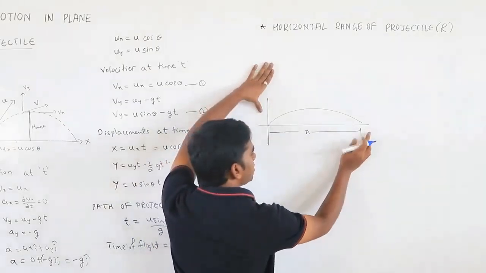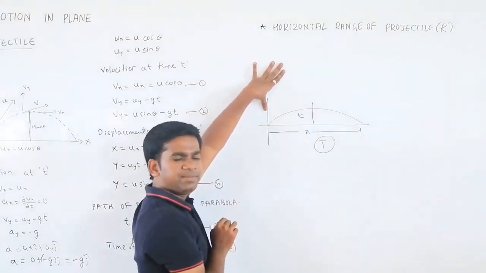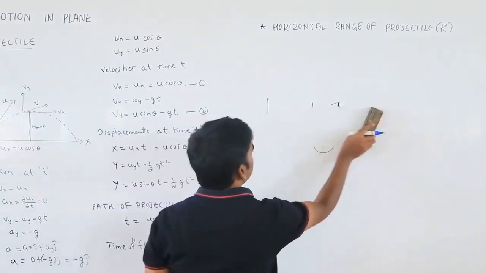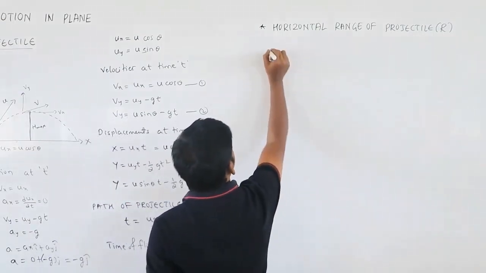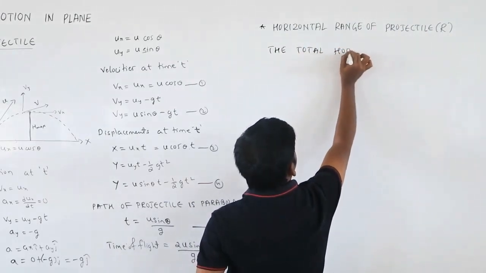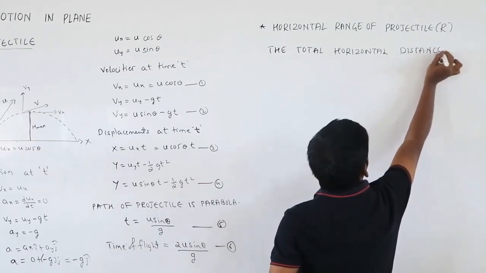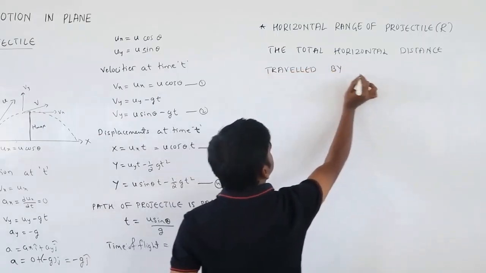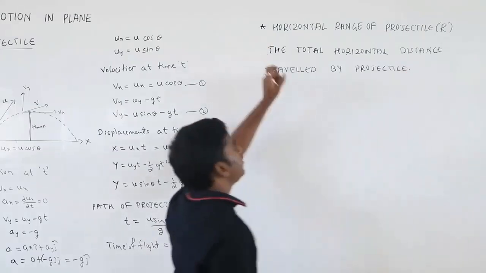To come from here to here, how much time will it take? It will take time of flight, meaning total time. To come here, it will take only the maximum height time. To come here, it will take total time. That is what we call time of flight. So what is the horizontal range of projectile? It is the total horizontal distance traveled by the projectile. It is called the horizontal range of projectile.